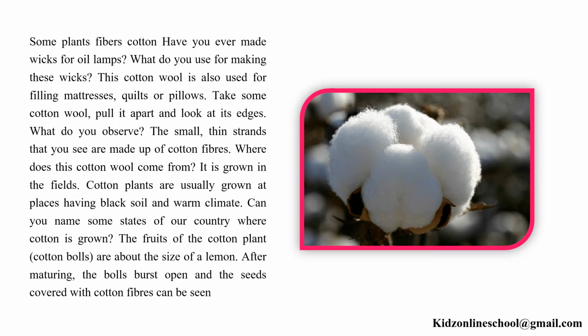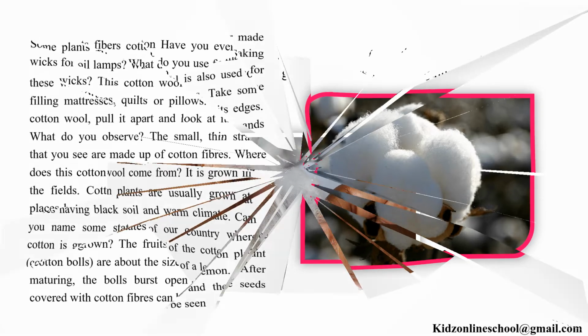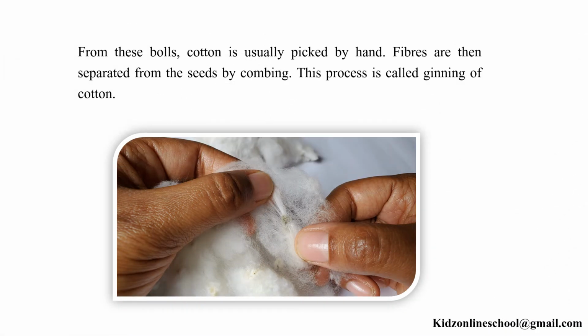The fruits of the cotton plant are about the size of a lemon. After maturing, the balls burst open and the seeds covered with cotton fibers can be seen. From these balls, cotton is usually picked by hand. Fibers are then separated from the seeds by combing. This process is called ginning of cotton.